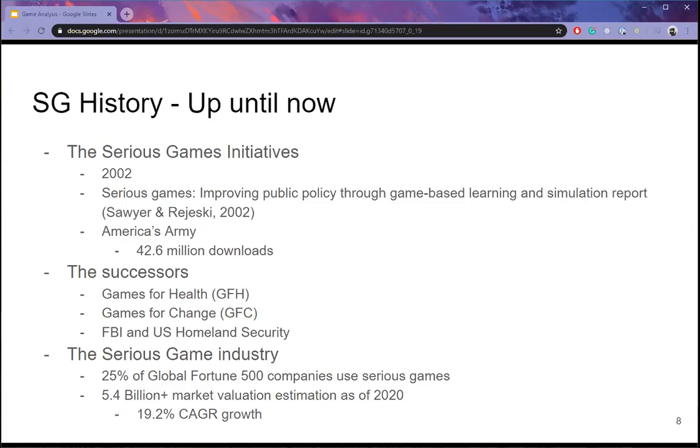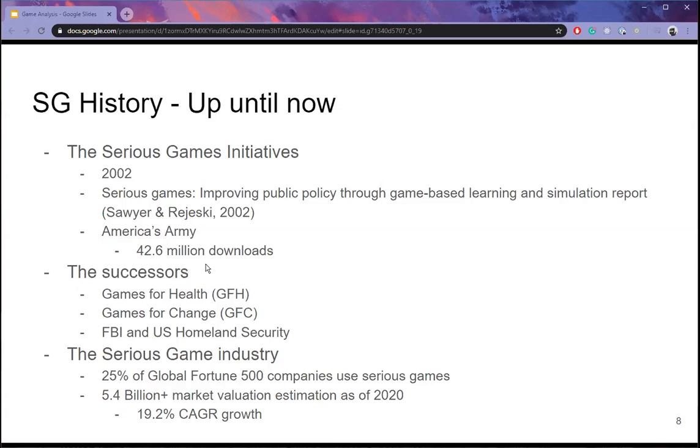This shows how the events of more established groups like the FBI and the US, and the paper from Sawyer and Rajeski, really gave some interest in serious games and how they can actually be applied. And that is where we are now.